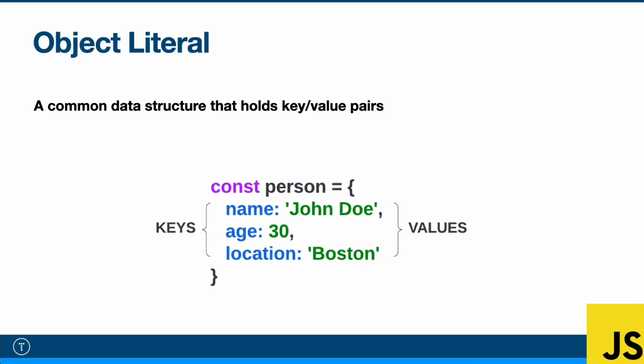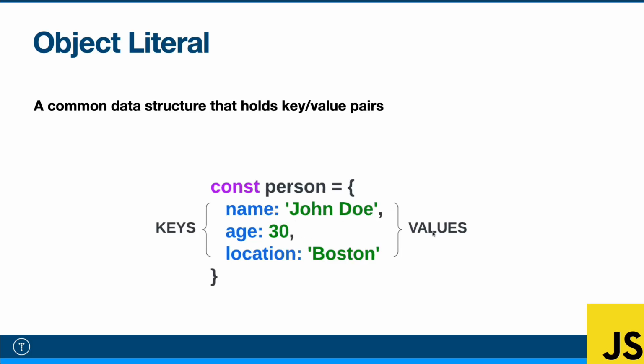Okay, so now we're going to get into another data structure, another type of object in JavaScript, which is an object literal. So basically, these are key value pairs. So I have an example here. We have a variable called person, and then in curly braces, we have just key value pairs that are separated by commas. So basically, we have the key on the left side, then we have a colon, and then we have the value, which can be a string, a number, Boolean, whatever.